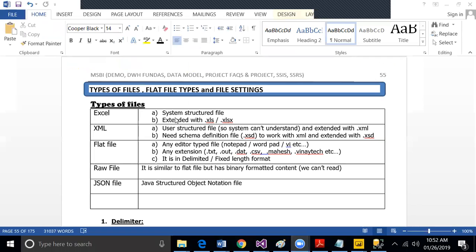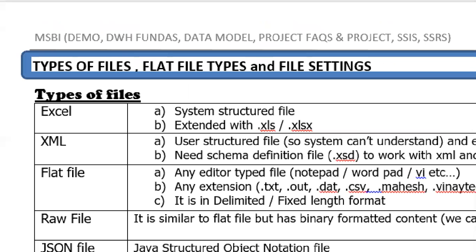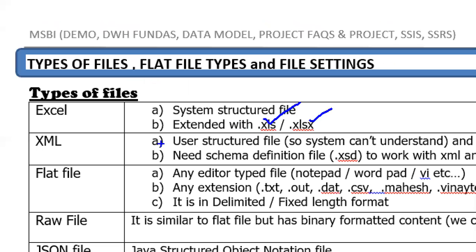When you work with Excel, it is a system structured file and extended with .xls or .xlsx. An XML is a user structured file, and if you want to work with it immediately, you require schema definition, which explains the XML. So your customer said, Babu, please work on the XML file. Immediately ask them, provide me schema definition also. So what do you mean by schema definition? It describes the XML file content, how it is, and what kind of data we have: table data, list data, matrix data, and for table data, how many rows, how many columns. The descriptive one is schema definition.